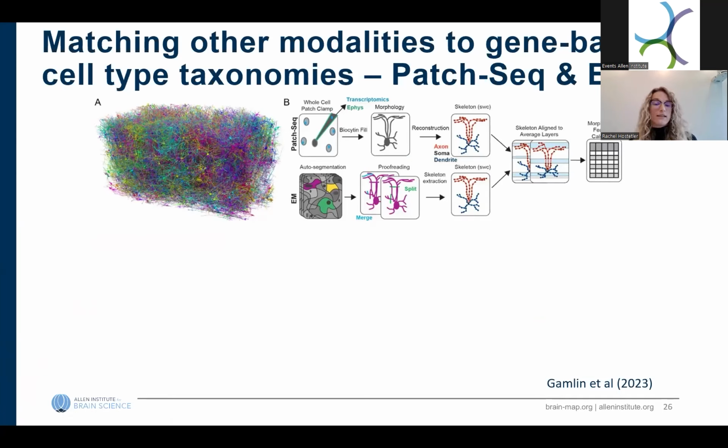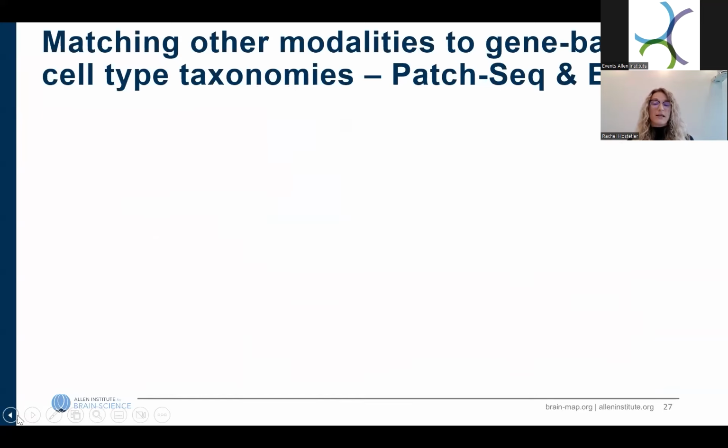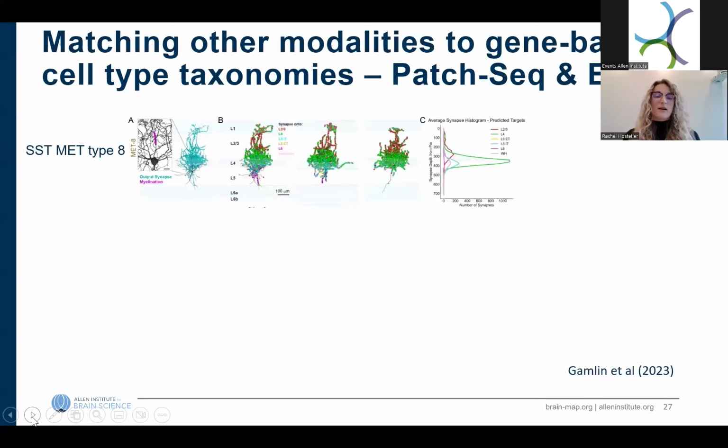And then the great thing about EM is that you can analyze and compare those anatomical features to data that we have from our patch-seq experiments and match up and say, okay, if this cell has these anatomical features in the EM data set, it likely corresponds to patch-seq data, which then contains information about the transcriptome and the firing patterns in addition to information about the anatomy. And so by combining both patch-seq and EM, we end up getting a much fuller picture of these different cell types.